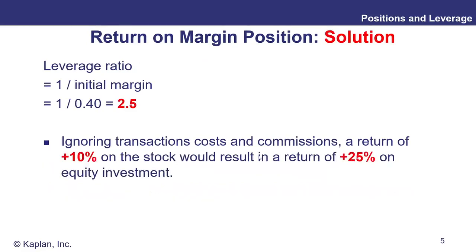Okay, the leverage ratio, first of all, is a pretty useful formula for us to know for the exam. It's simply 1 over the initial margin. So 1 over 40% is 2.5. Now, what does that mean?